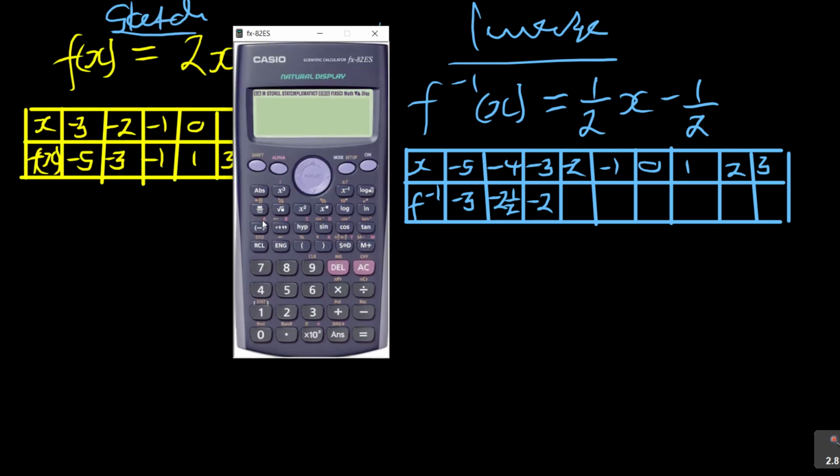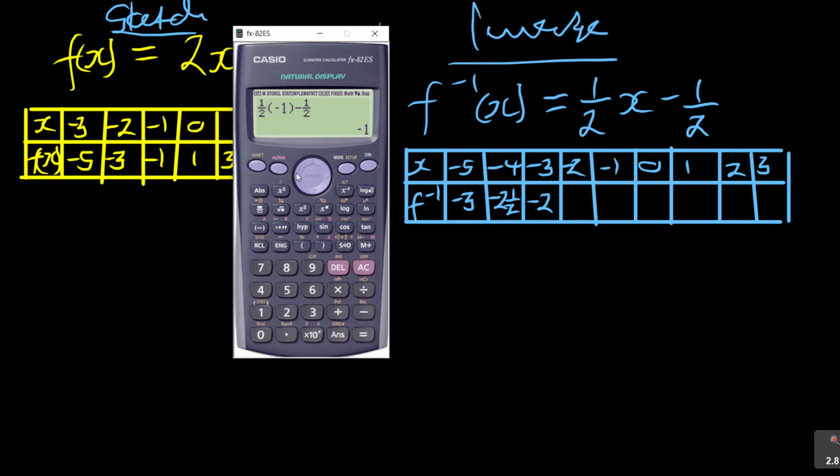And then if it's minus 2, let me just bring again the calculator. If this is minus 2, I've got 1 over 2, x is negative 2, and then minus a half. I shouldn't have taken it out, so it's minus 1.5. I put minus 1 here, minus 1 is minus 1. I put 0, it's half.